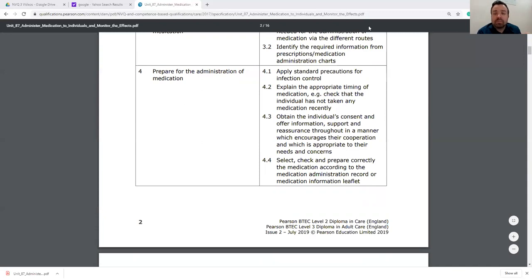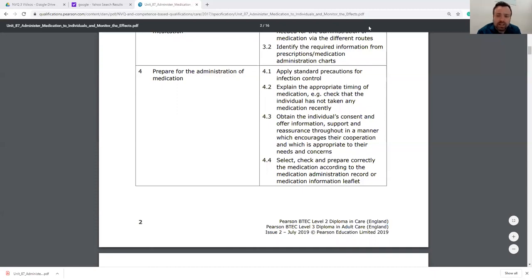4.2 wants you to explain the appropriate time of medication. In other words, going to the MAR chart, checking the times, and obviously making sure if they're not taken. If it's a PRN medication, so it's a medication as when required, that the charts are being completed on the back of the MAR charts, and we're making sure that the medication hasn't already been given. We may ask them to confirm that, or other family members.